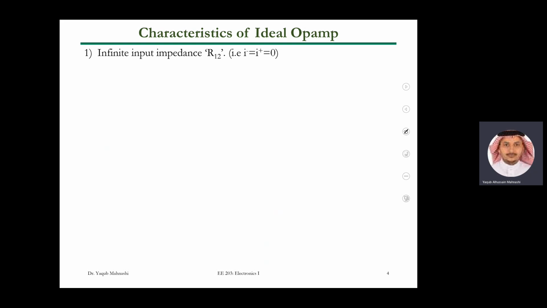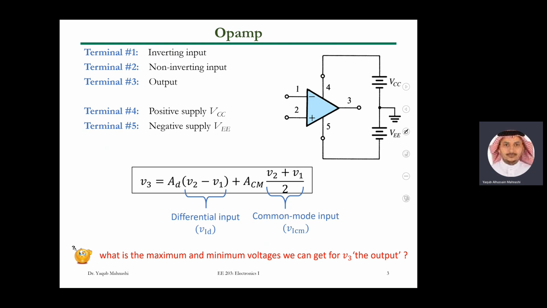Before doing that, let's go deep and see the features of the op-amp itself. The first feature, from the inputs, you can imagine you have an infinite input resistance. The resistance seen from the negative to the positive terminal is infinity. What does that mean? Do we have current flowing? No, there is no current flowing. So the current flowing into these two terminals should be 0. So I negative equals I positive equals 0.